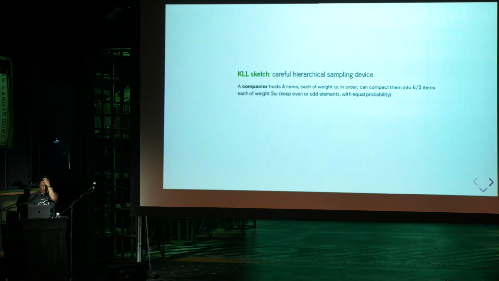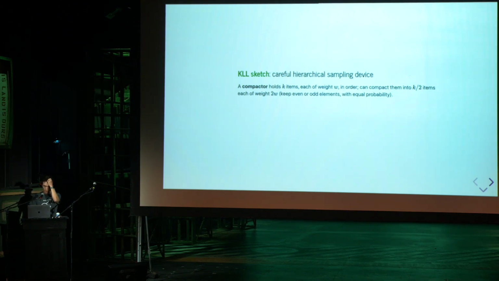Okay, so there's a variation on that, which is called the KLL sketch. And this is, again, a sampling device that's very careful and hierarchical. The core structure inside the KLL sketch is called a compactor. This is basically a collection of K items in order, and they each have some weight W, which represents how many elements they're standing for. So it's just a bunch of elements with some weights.